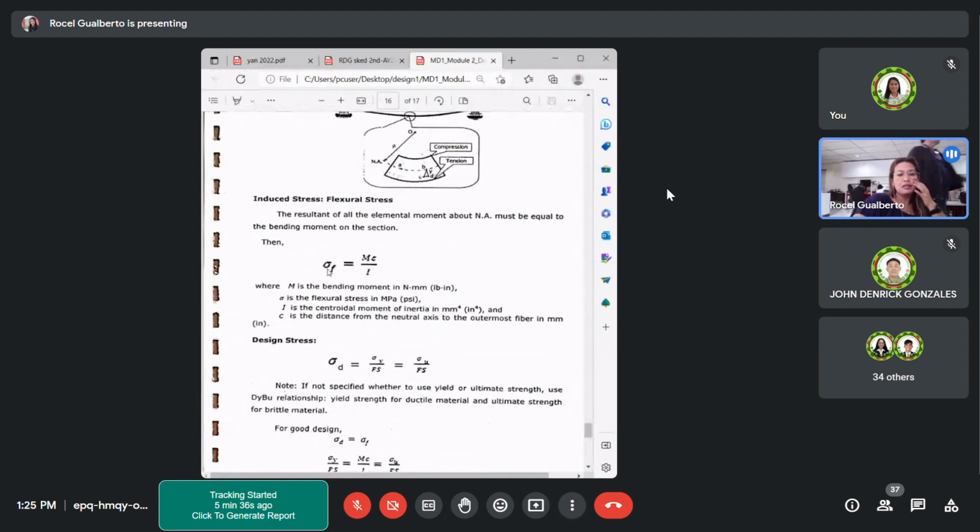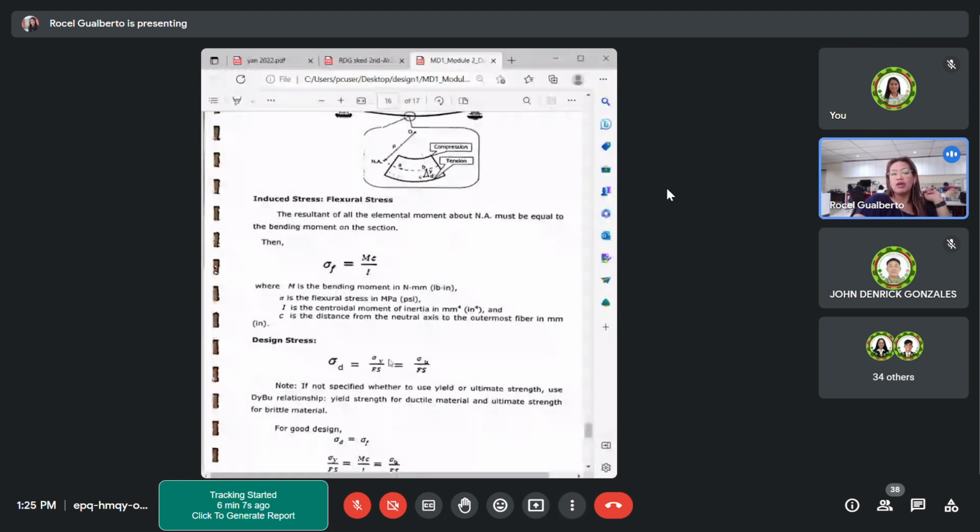And when you say the design stress, that can be sigma y over factor of safety or sigma u over the factor of safety, dependent upon the basis of design. So if the problem calls for designing based on the ultimate strength, then that would be sigma u over fs. Otherwise, kung sinabi naman po niya na it would be based on the yield strength, then you use sigma y over fs.